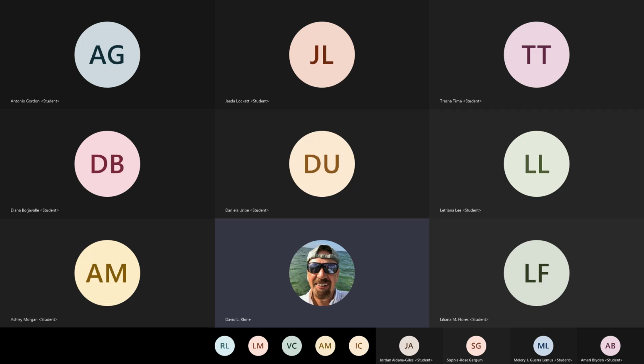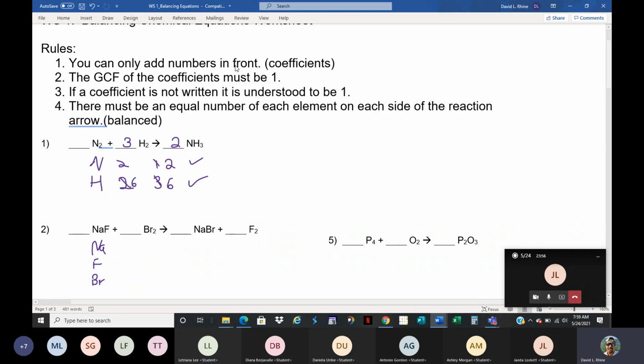So remember, you can only change the numbers in front. When you have done, like I've done with the first one here, the greatest common factor for your coefficients, or the numbers in front, shall be 1. And again, if we don't put a coefficient in the blank, it's understood to be 1.